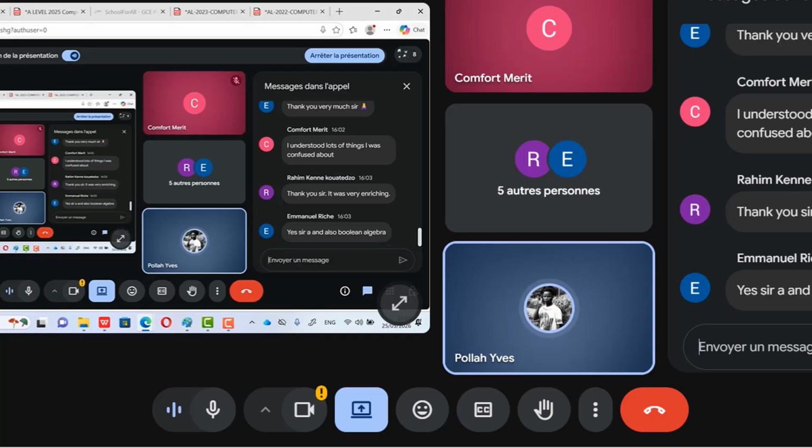Someone is talking about Boolean algebra. Yes, we discussed that. It's under logic gate. We are going to discuss that.